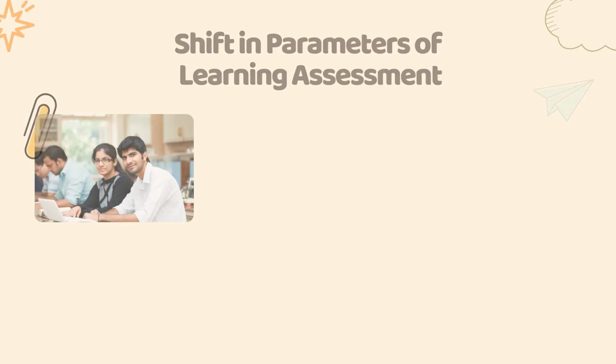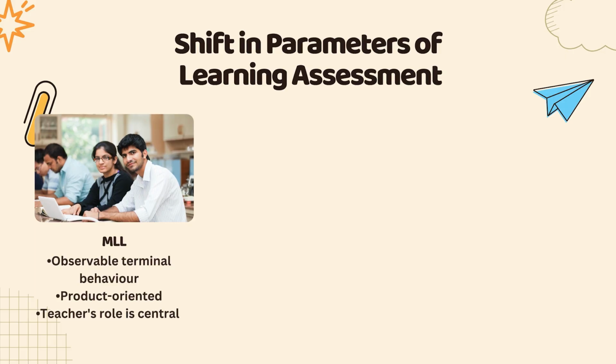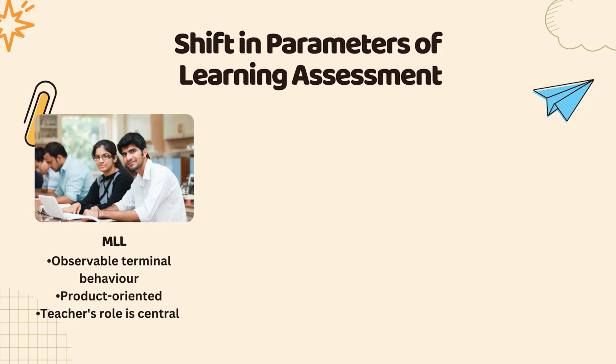Here, it is important to discuss the shift from minimum level of learning to learning objectives to learning outcomes to competencies. I'm sure you are familiar with these changes in assessment patterns. Initially it was MLL, minimum level of learning, which is an observable terminal behavior or minimum standard of learning that a learner has to achieve by the end of the course. It is mostly product oriented and the teacher's role is central in curriculum transaction.